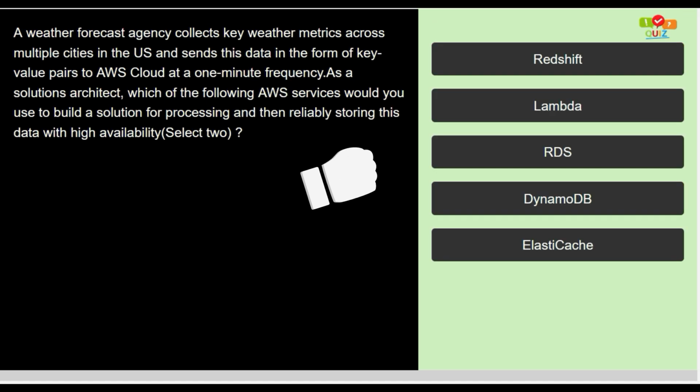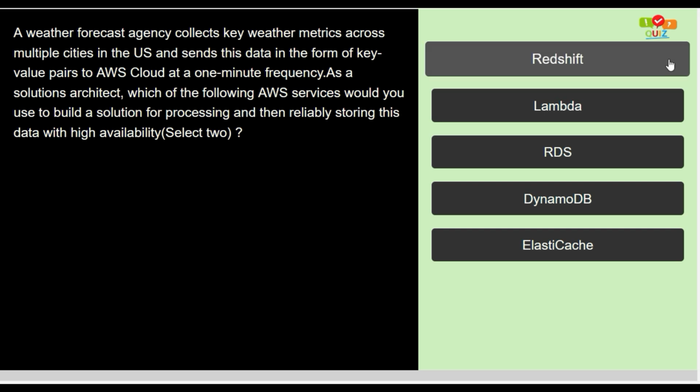A weather forecast agency collects key weather metrics across multiple cities in the US and sends this data in the form of key value pairs to AWS Cloud at a 1-minute frequency. As a solutions architect, which of the following AWS services would you use to build a solution for processing and then reliably storing this data with high availability? So you have to select two options. Option 1 Redshift, option 2 Lambda, option 3 RDS, option 4 DynamoDB, option 5 Elasticache. So you'll have 10 seconds timer to answer this question. Your time starts now.